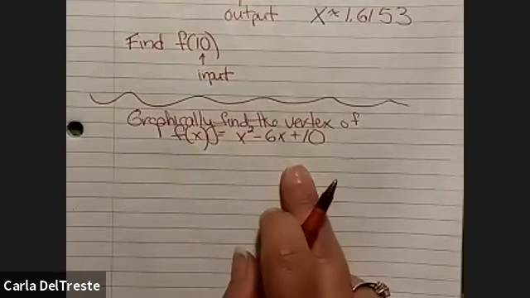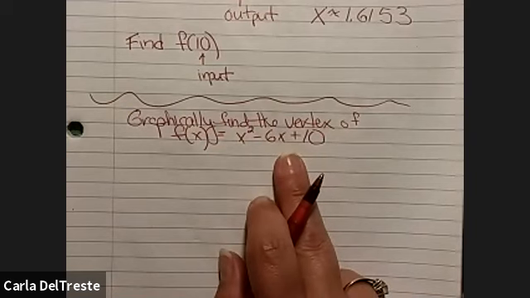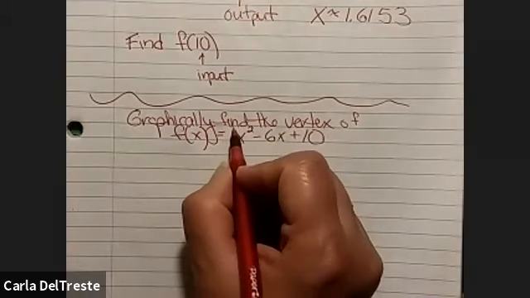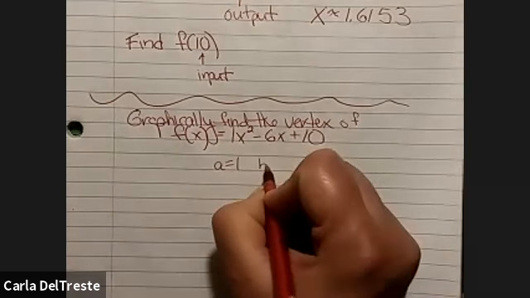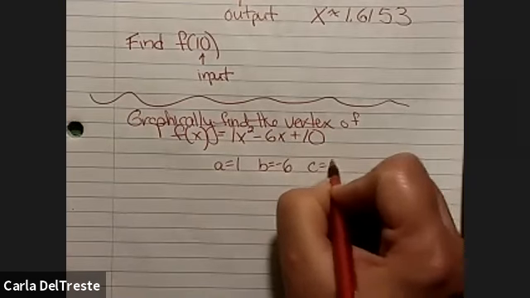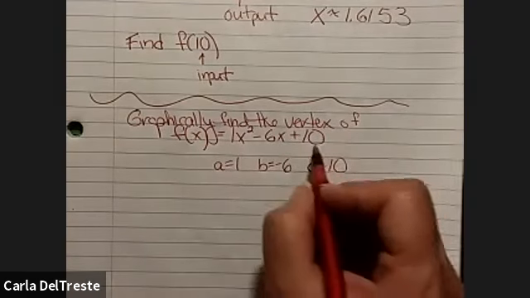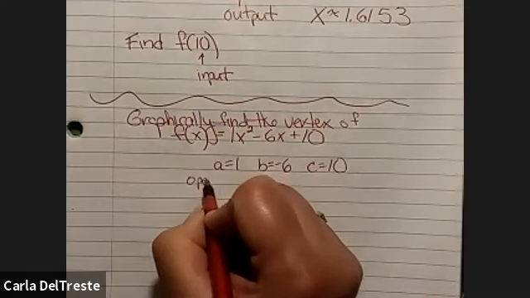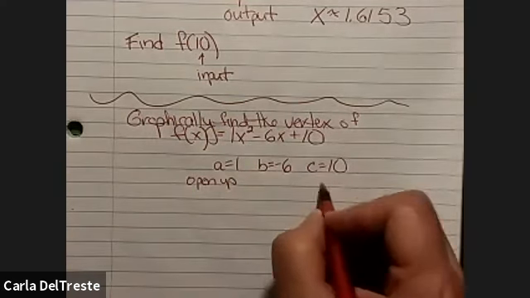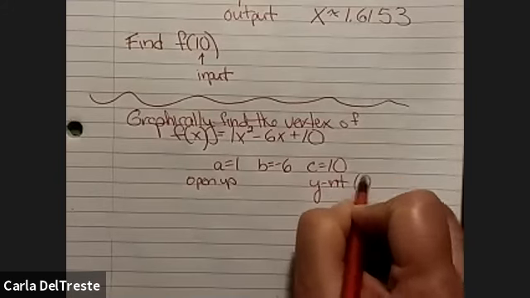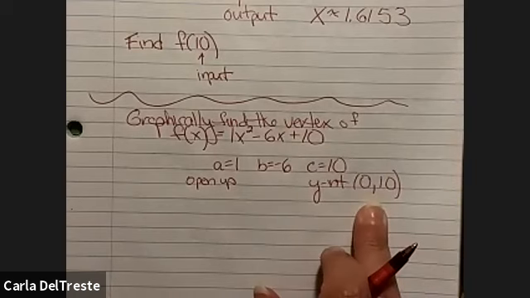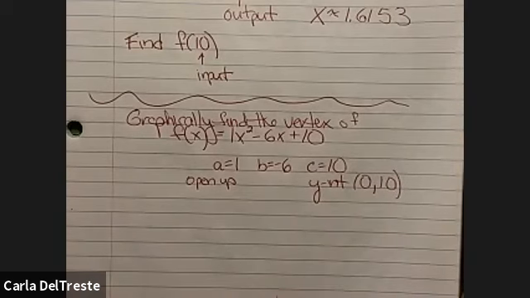First, let's just take a look at this and know what it tells us. Okay, again, going back to previous videos. The a value here is a 1. Okay, a is 1, b is -6, and c is 10. My a value being +1 means I'm going to have an open up parabola. Okay, this is going to open upward. And I know that the y-intercept should be 0, 10. All right, I should anticipate this, all right, and not just rely on the graphing calculator.